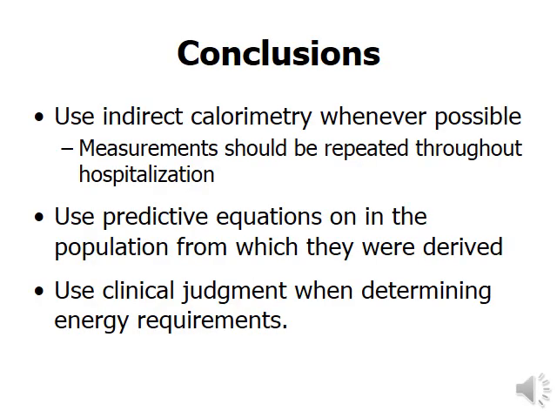In conclusion, indirect calorimetry measurements should be utilized to determine energy requirements whenever possible, especially among critically ill patients. Repeat IC measurements should be obtained throughout the hospitalization to assess changes in energy expenditure throughout the disease or injury process. If predictive equations must be used, careful consideration should be taken to choose an equation, ensuring that the population from which the equation was derived matches the population in which it will be used. Lastly, clinical judgment should be used when assessing the results of IC measurements or predictive equations, with special care to not over or underfeed the patient.